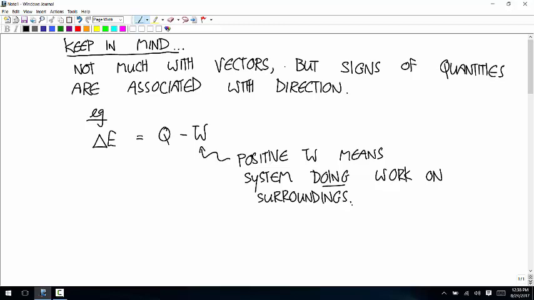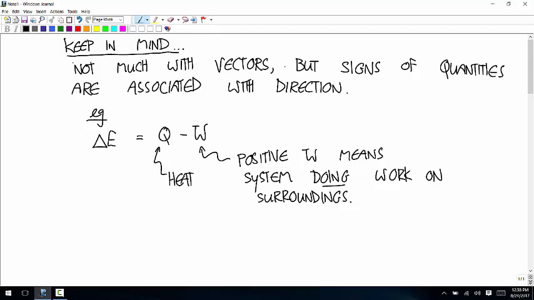So, yeah, Q is heat. We'll spend a lot of time talking about that. But just like work is a change in energy due to application of forces, heat is a change in energy due to a temperature difference. Okay.